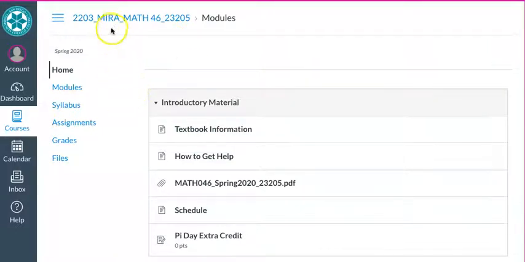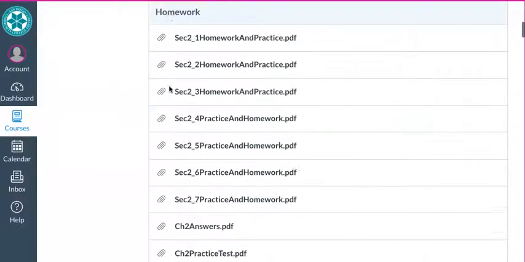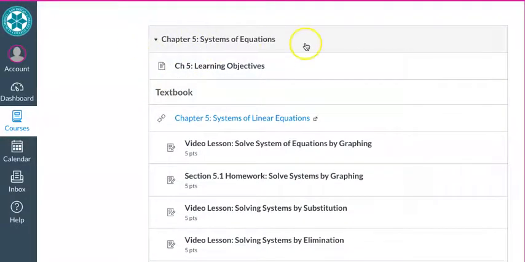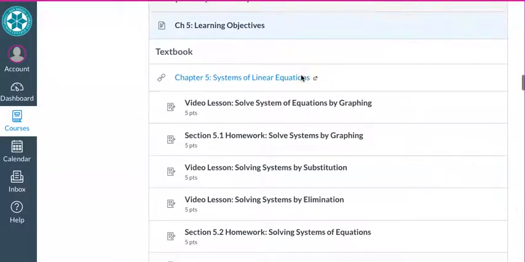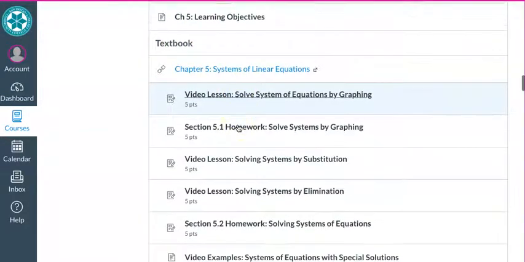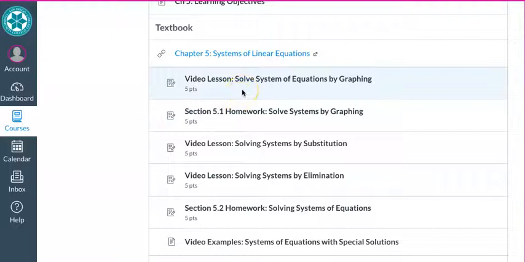So you need to be logged into Canvas. Log into Canvas and click on our Math 46 course. On the home page, if you scroll, you will see materials for each course. We're going to start on Chapter 5 this week. In the assignments you'll see the learning objectives, the textbook, and then the lessons. There's a video lesson and a homework assignment for each section.